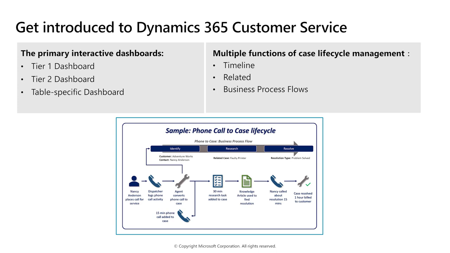They're able as well to see the timeline on it, as we said, with the activity, and they're able to go through the business process flow. So we look at an example of a life cycle here, for instance, which is around the phone call to case life cycle. So somebody, in this case Nancy, places a call for the service and it comes in, and the customer service agent takes this and logs the phone call activity. The phone call activity is then converted into a case. We've identified who the customer is and who the contact is.